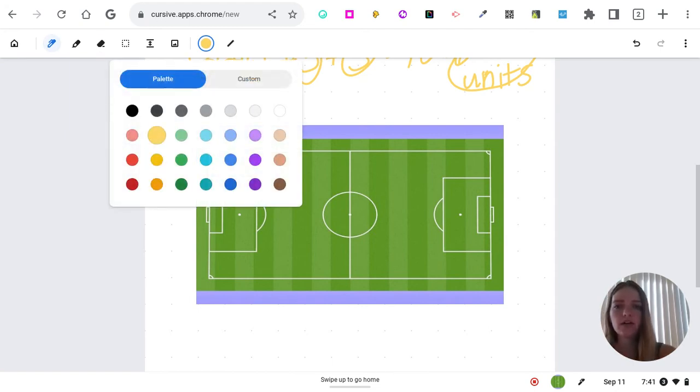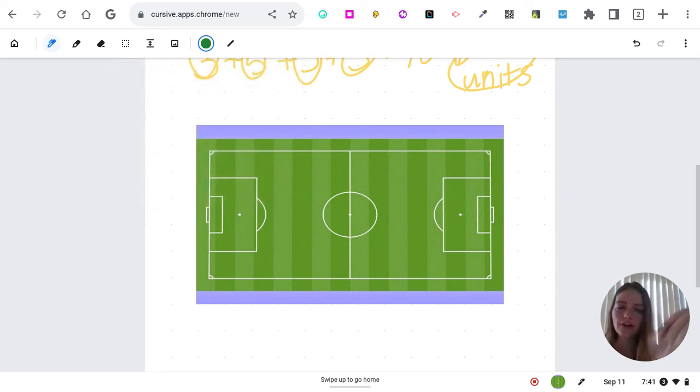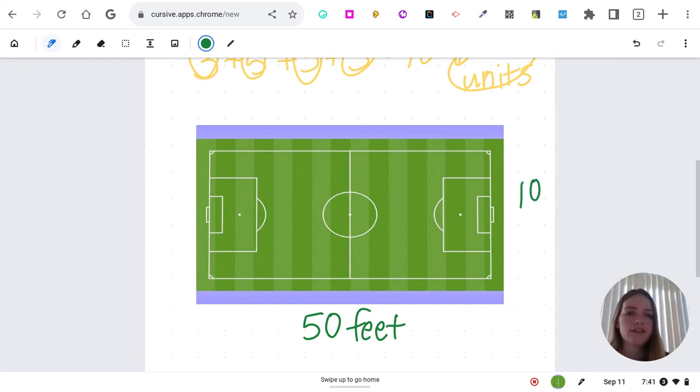So let me find a color here. I'm going to keep it with the soccer theme and use a green color. So let's say that this soccer field is 50 feet by 10 feet.